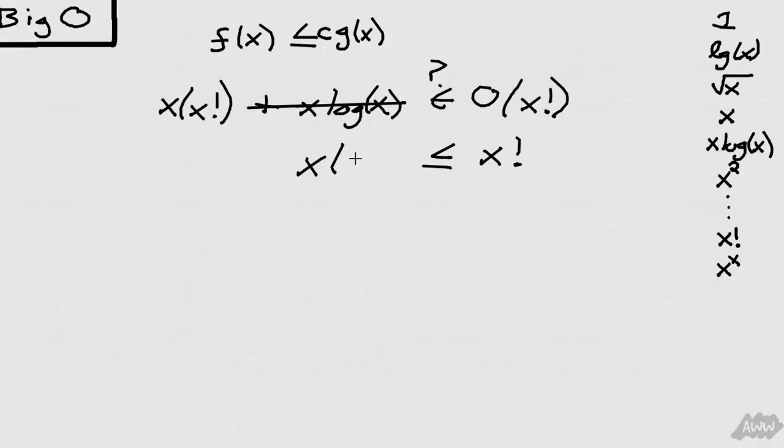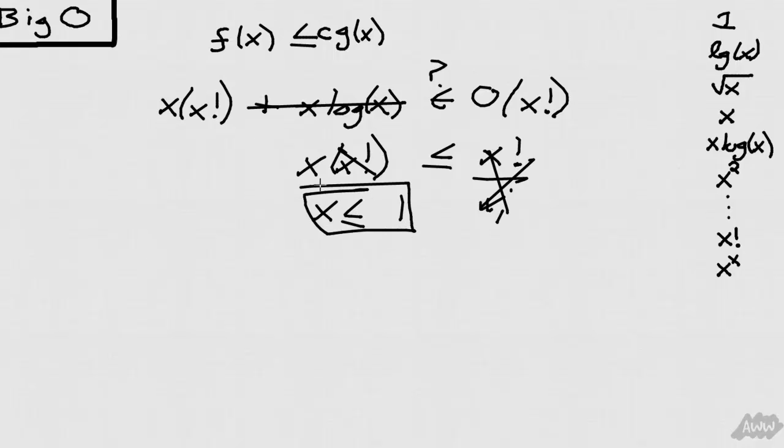Now we get x times x factorial. And we can use our algebra tricks with this. We divide by x factorial. Those go away. This will go away. And you're left with x is less than or equal to 1. That is true. So this expression is BigO of x squared.